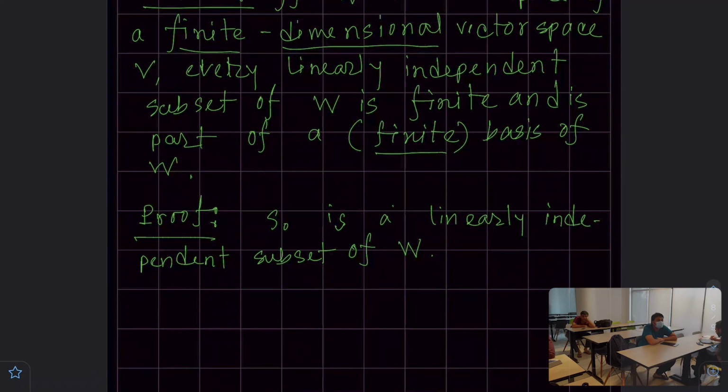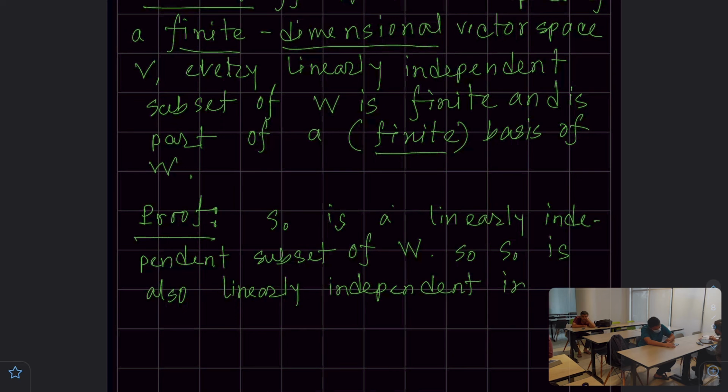S0 is a linearly independent subset of W. Now, is it true that this S0 is also linearly independent in V? Because W is a subspace of the original vector space V. That means if S0 is linearly independent in W, then S0 is also linearly independent in V. Okay. So S0 is also linearly independent in V.